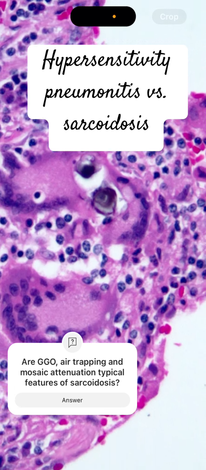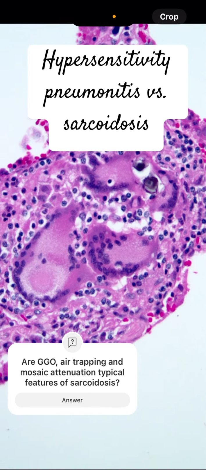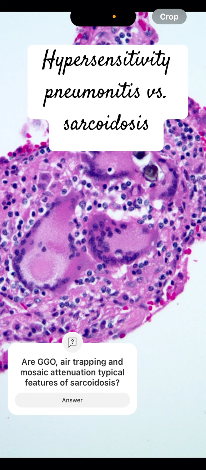The other thing that's characteristic about hypersensitivity is that it's often present in a background of interstitial lymphocytes. And these interstitial lymphocytes are very characteristic or typical of hypersensitivity pneumonitis. This is also reflected in a bronchoalveolar lavage lymphocytosis in this disease. This is usually caused by exposures like birds, pet birds.